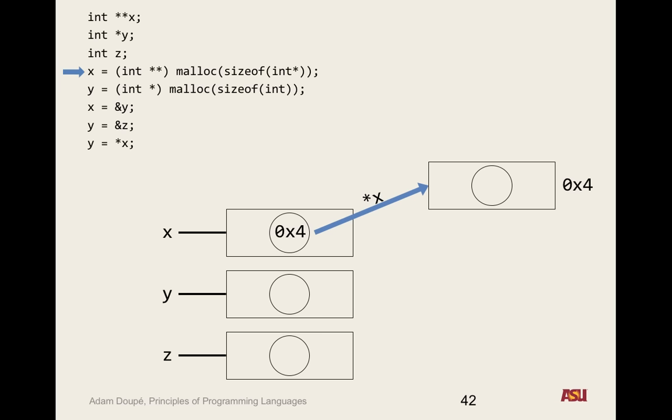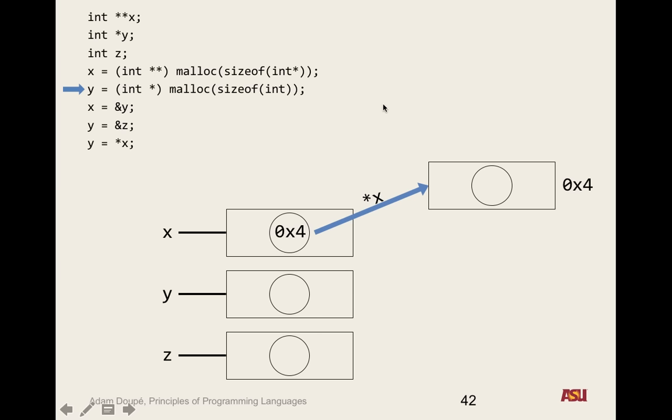So does everybody see why we didn't change the binding of x? We're not going to bind x to this new value because x still is bound to its old location. All that we did was copy the address of what malloc returned into the value of the location associated with x.